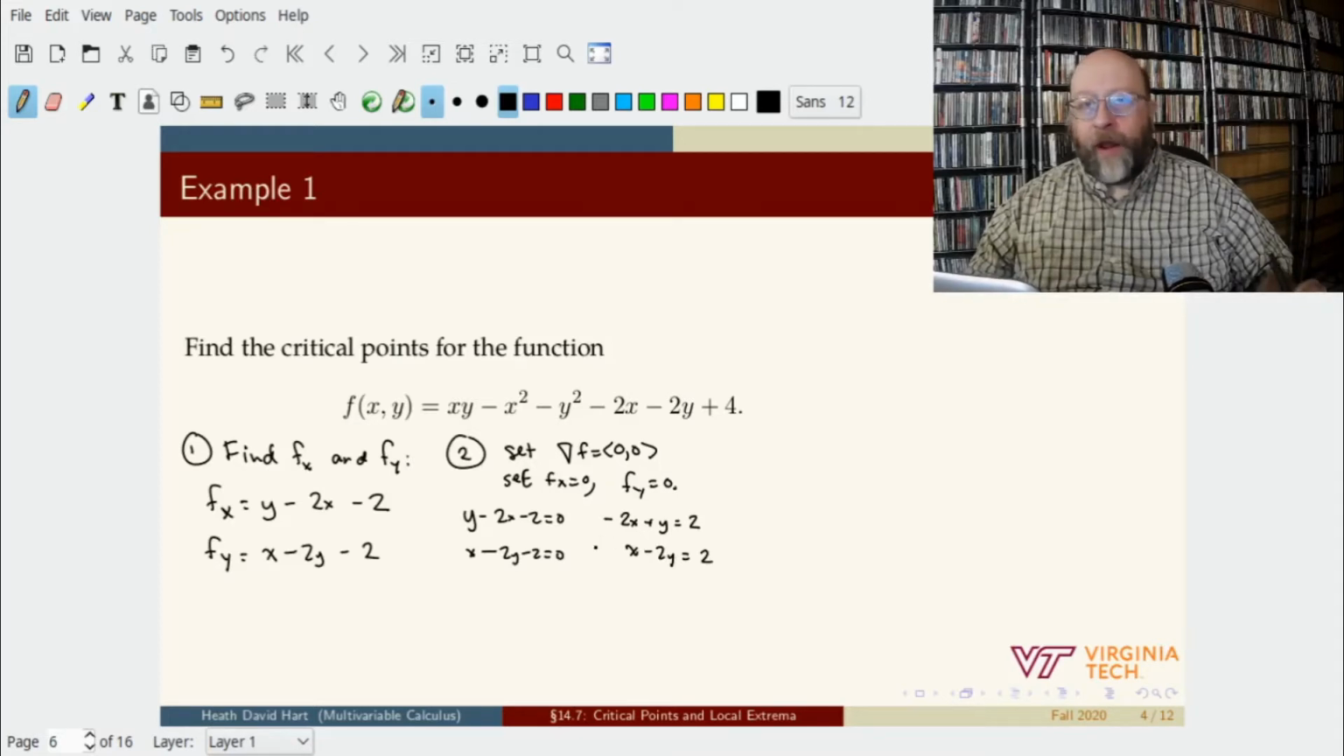All right, how might we solve this? There are a couple of ways we can solve this. But one way we could do it is to notice that x is equal to 2 plus 2y, and then we could substitute that in up here.